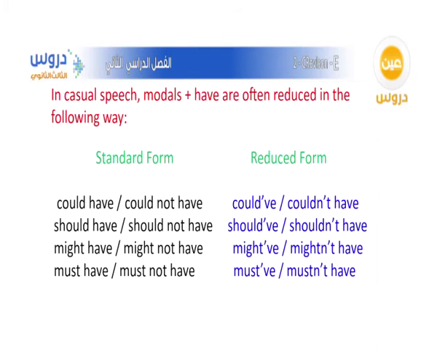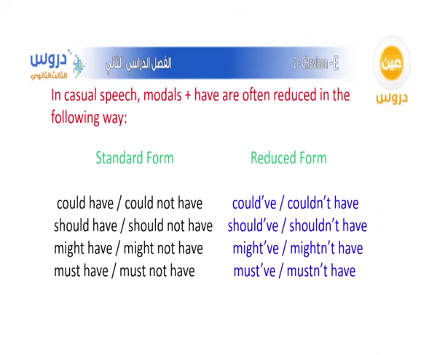Okay, in casual speech, modals plus have are often reduced in the following way. You don't hear native speakers say in their speech, I could have done that. No, they just say, I could've done it. I could've done it. Okay, that's a reduced form of could have.